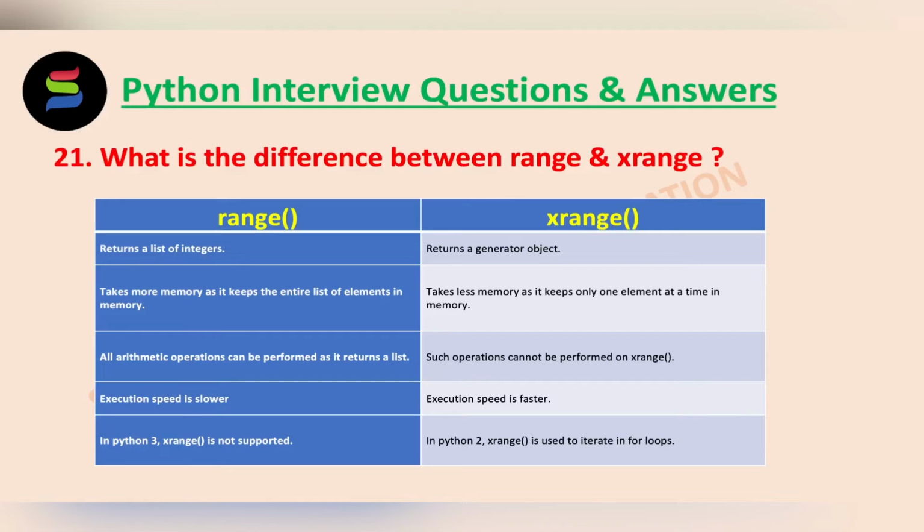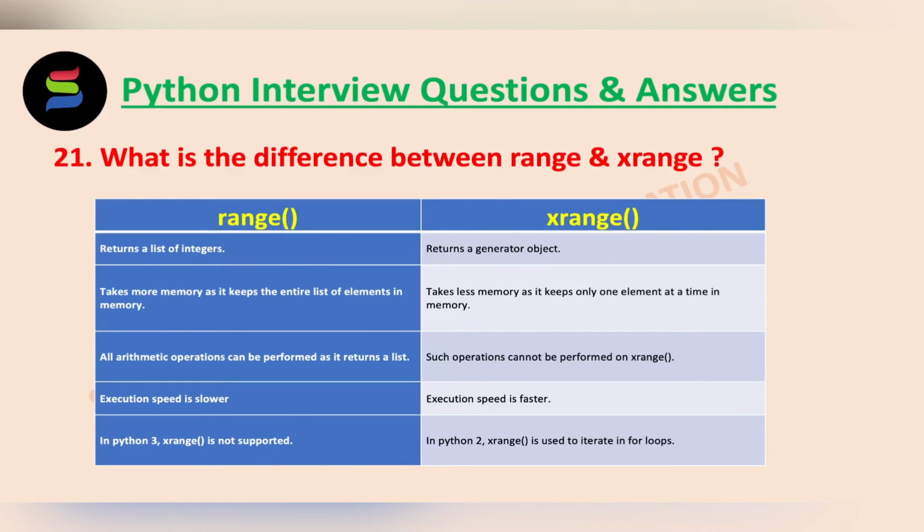In Python 3, xrange function is not supported, whereas in Python 2, xrange function is used to iterate in for loops. So, in Python 2.x, there are two functions available to generate list of integers, that is range function and xrange function, but there is no xrange function in Python 3. It is only range function in Python 3.